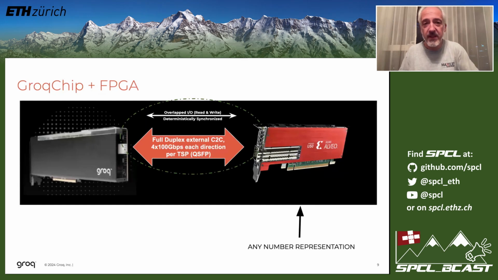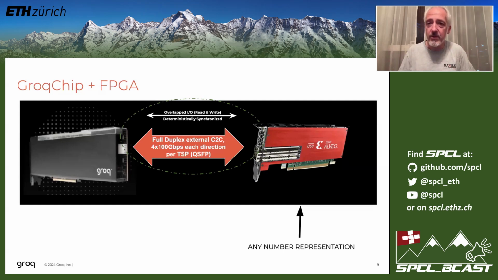the Groq technology on the one side with FPGA technology, which we have been using for many years, where on the FPGA side, we can have any bit with any representation, any encoding of numbers into zeros and ones that we want for the computation. On the Groq chip, we are limited to particular ones.